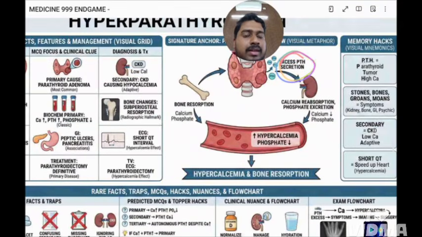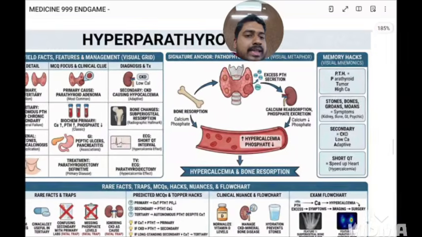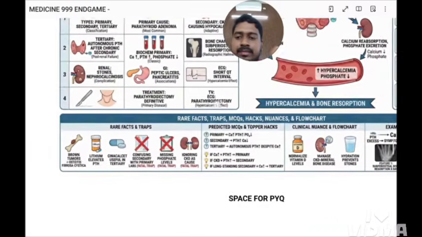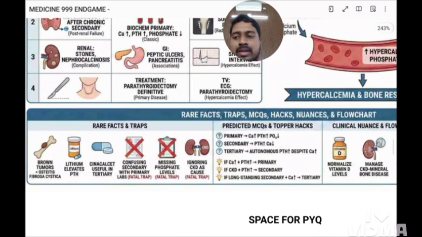So this is the basic pathophysiology: excess PTH secretion, increased calcium reabsorption and phosphate excretion, causing hypercalcemia and decreased phosphate, and then bone resorption is the main mechanism through which there is increased calcium in the blood. Okay. Next. In hyperparathyroidism, bone becomes something known as a brown tumor. Primary hyperparathyroidism is also known for brown tumor of the bones because there is increased resorption of calcium from the bones.